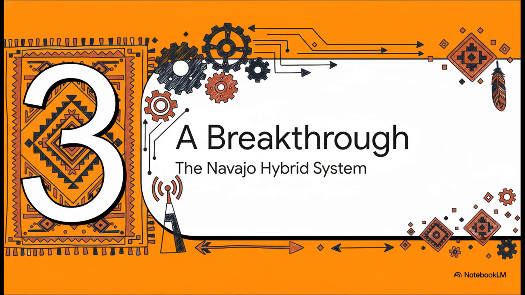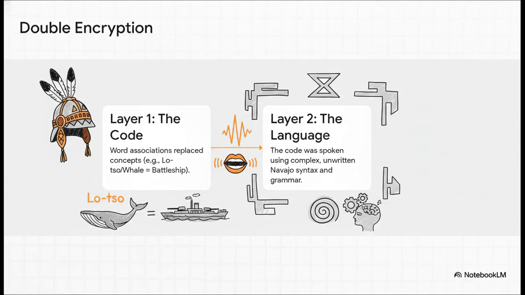But here's the thing that made the Navajo system truly special. It wasn't just a code. It was something way more complex, way more secure. It was actually a hybrid system. Think of it like a vault with two different locks. The first lock was the code itself, those poetic word associations, like using lostso, the Navajo word for whale, to mean battleship. But then, here's the second lock.